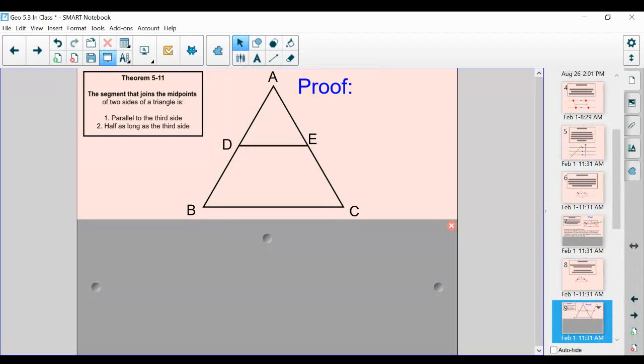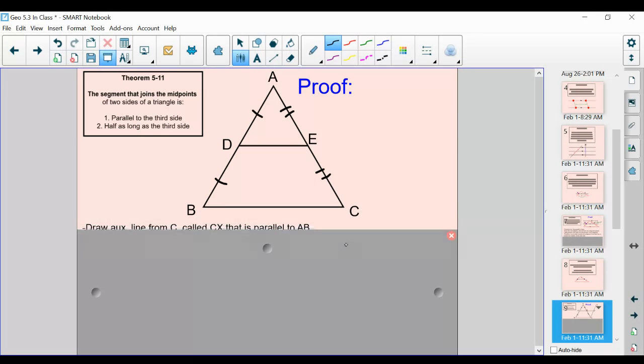So we have a triangle. Let's say we have triangle ABC, and of that there is a segment that connects the midpoints, right? So let's say D is the midpoint of AB and E is the midpoint of AC. We would know that we have AD is congruent to DB and AE is congruent to EC, right? Those are some givens because we know that D is the midpoint of AB and E is the midpoint of AC. So here's where it gets fun.